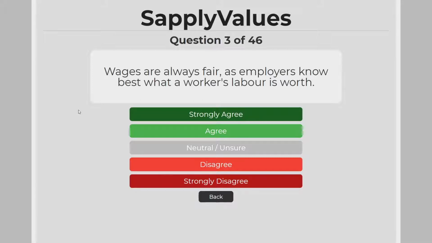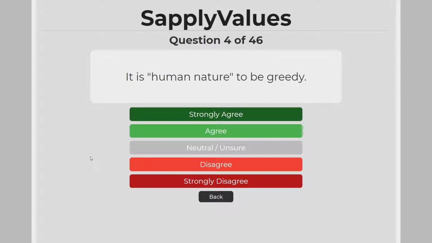A lot of times in the United States, especially, I'm just speaking off United States experience because that's where I'm from, they're not fair for a lot of people. A lot of people do not get paid what they should get paid. I'm kind of speaking from experience here. You're worth a lot more than you think to a company, but they're not going to pay you what you should be getting paid because it affects their bottom line. So, strongly disagree on that. It is human nature to be greedy.